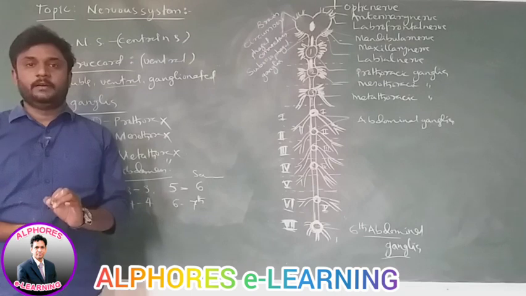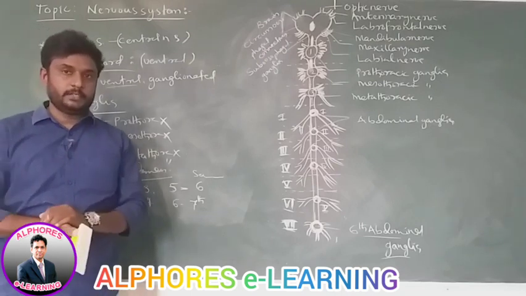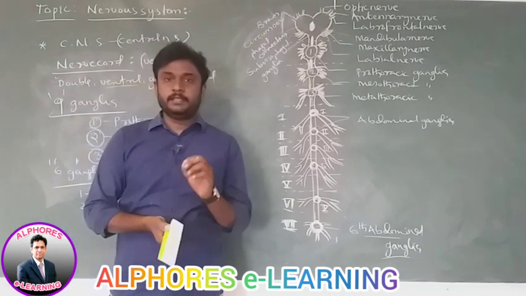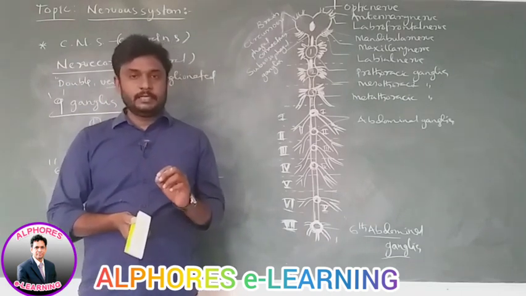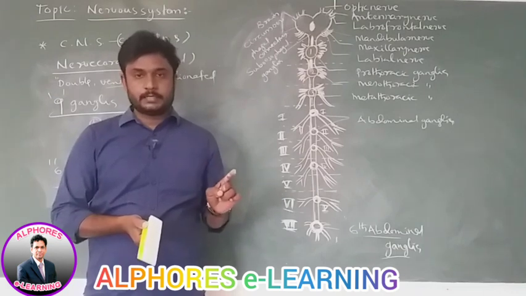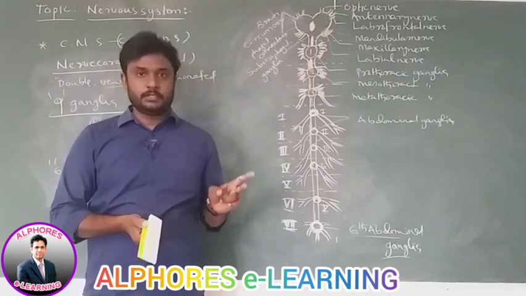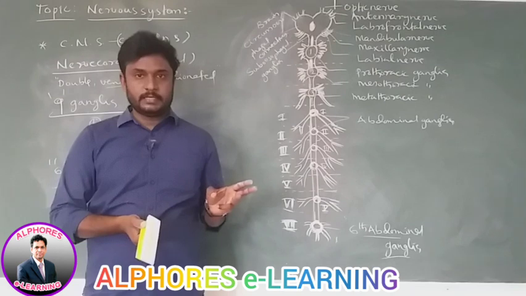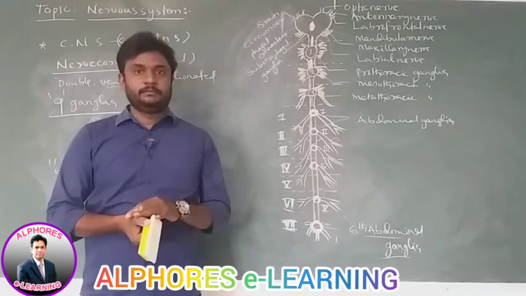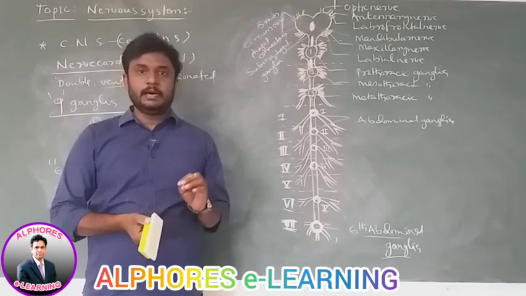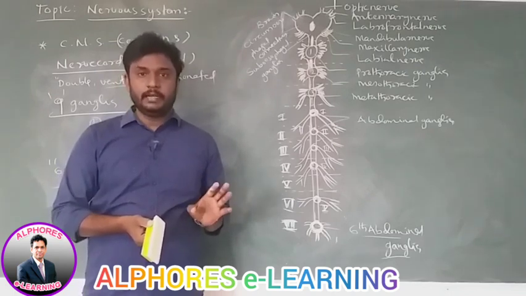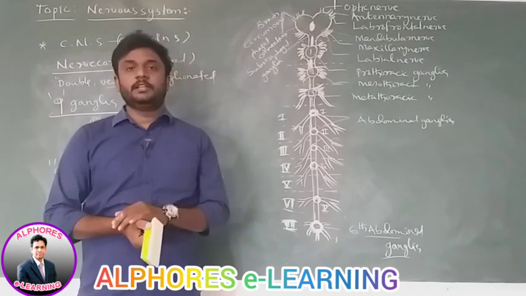Location of ganglia. How many ganglia are present in total? Total 9 ganglia are present. In this, the first 3 are present in the thorax. 1 is present in the prothorax, the second one is present in the mesothorax, the third one is present in the metathorax. Then 6 abdominal ganglia are present in 6 abdominal segments. Which segment is without ganglia? The fifth segment is without ganglia.